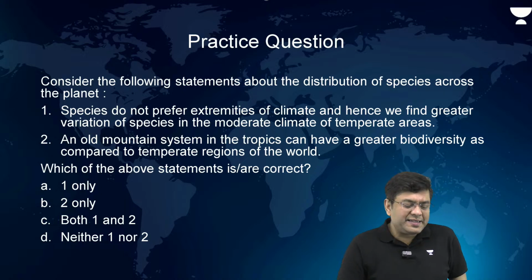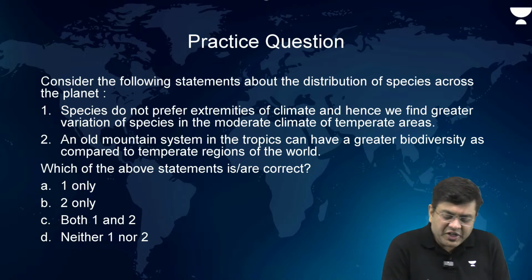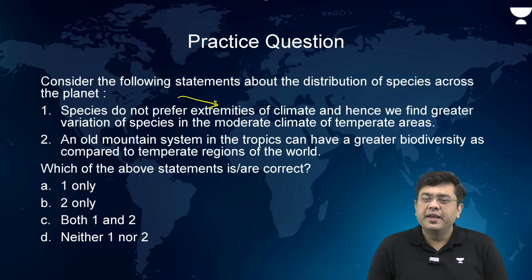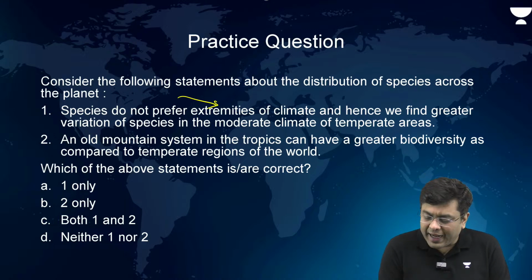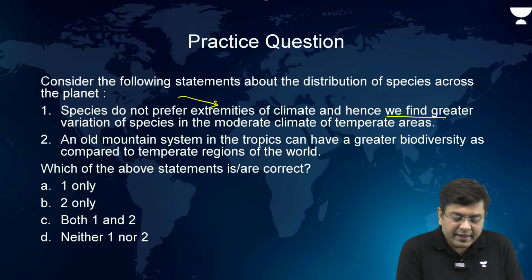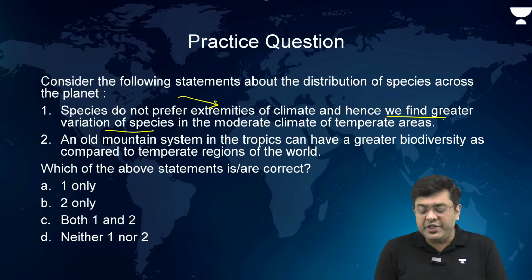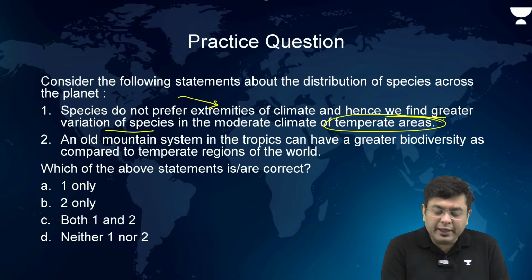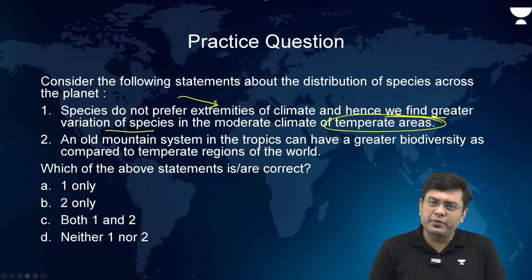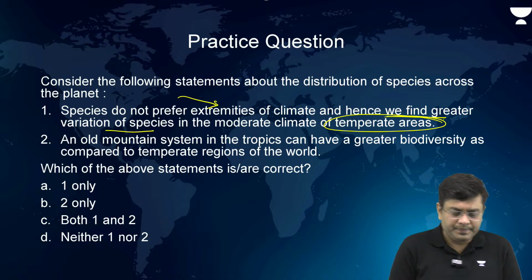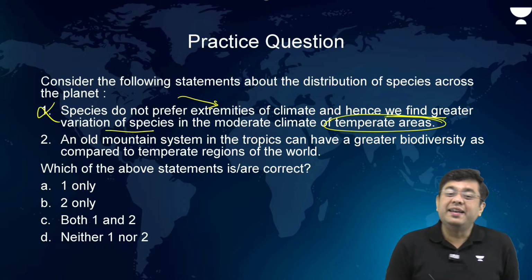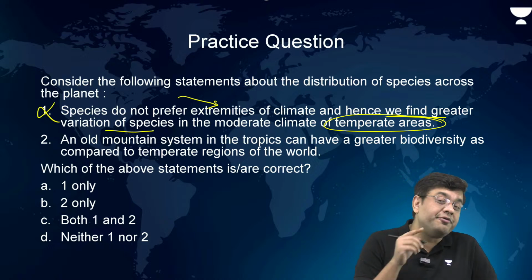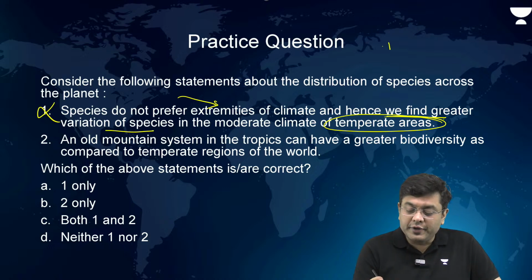So first statement, let us take a look at the first statement. Species do not prefer extremities of climate, and hence we find greater variation of species in the moderate climate of temperate regions. Do we find greater variety of species in the temperate regions? No. There is a greater variety of species to be found where? In the region of the tropics.